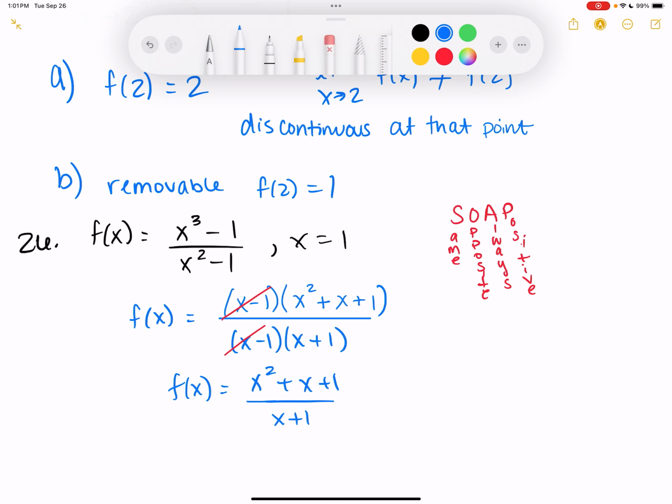Because the instruction said, give a formula for the extended function that is continuous at the indicated point. So basically, we simplified it down so that now we are continuous, because before we would have had an asymptote at 1, along with other issues since it was 0 over 0, because that's its own set of issues, but anyways.